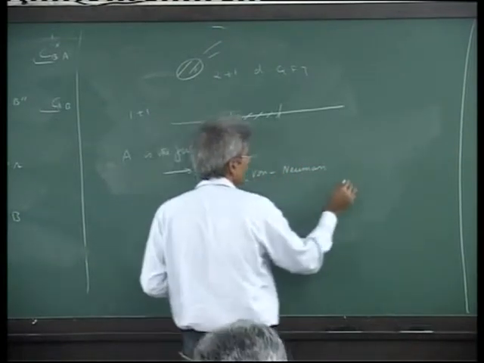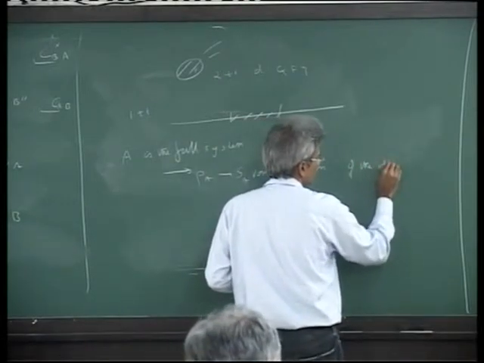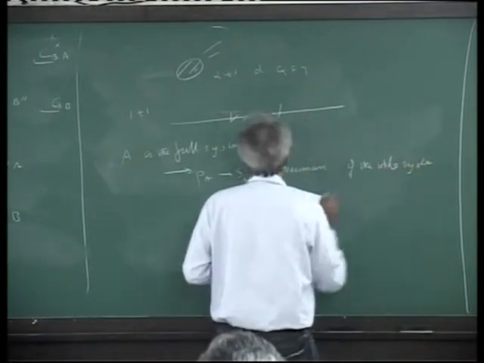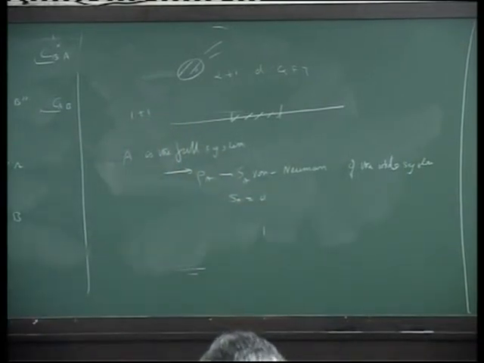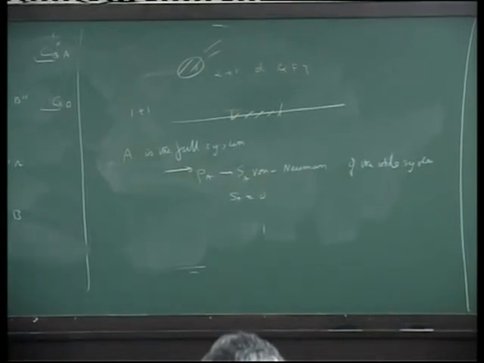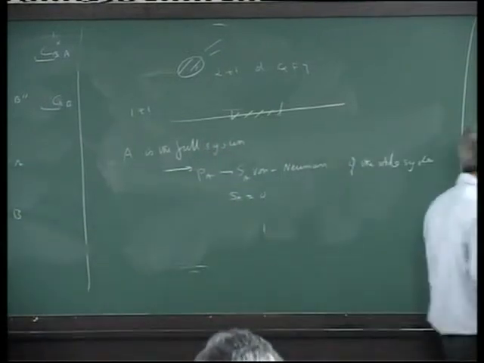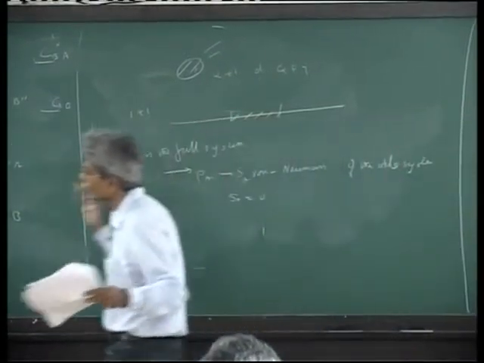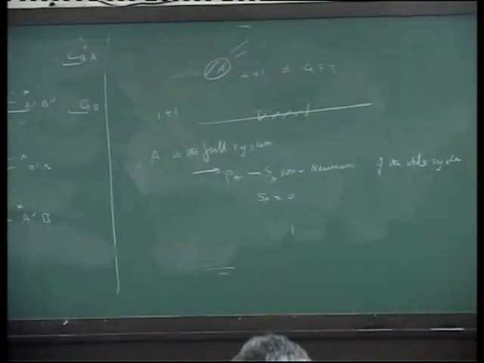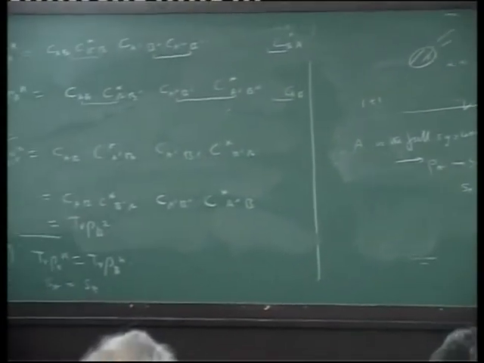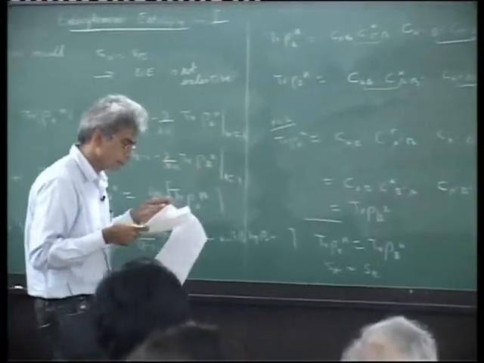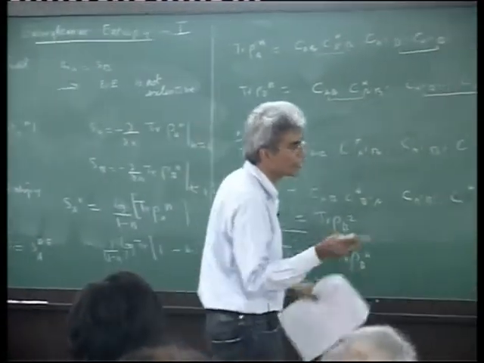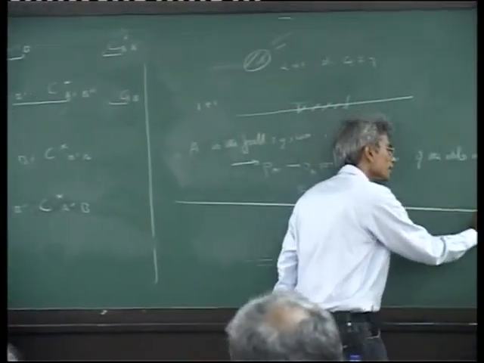S_A is the von Neumann entropy of the whole system. So therefore, S_A is equal to 0 because it was a pure state. It started out with a pure state, and its complement is also 0 because S_A equals S_B. So this is something to keep in mind. Remember, it's the whole system. Basically, there was no B. So it's the von Neumann entropy of the whole system. It was a pure state to start out with. So therefore, S_A equals 0.